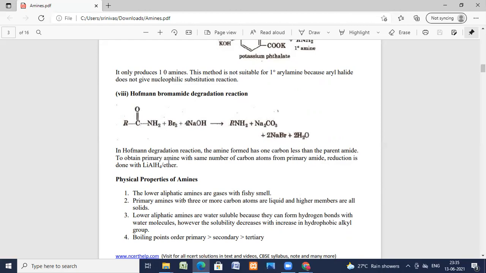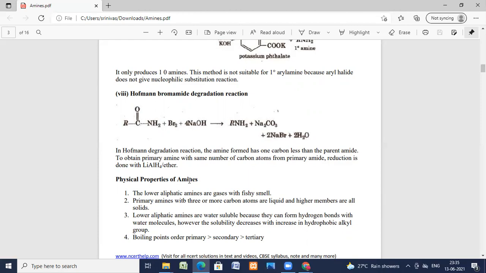In order to obtain primary amine with the same number of carbon atoms from primary amide, reduction is done with lithium aluminum hydride in presence of ether.